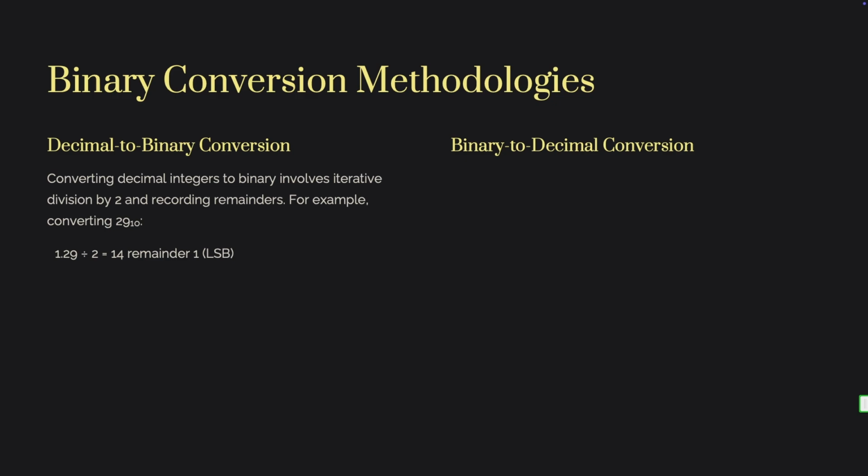Okay, let's try one. The example was decimal 29. Right. So 29 divided by 2 is 14, remainder 1, that's our LSB. Okay, remainder 1, now use the 14. 14 divided by 2 is 7, remainder 0.